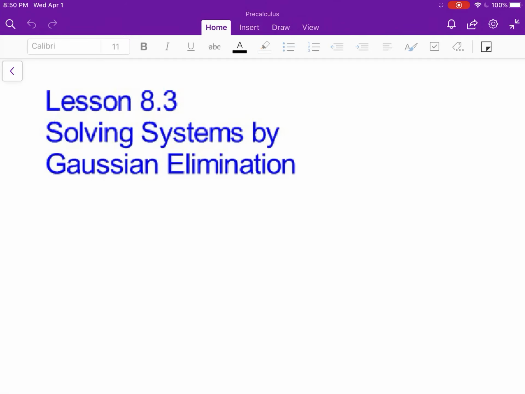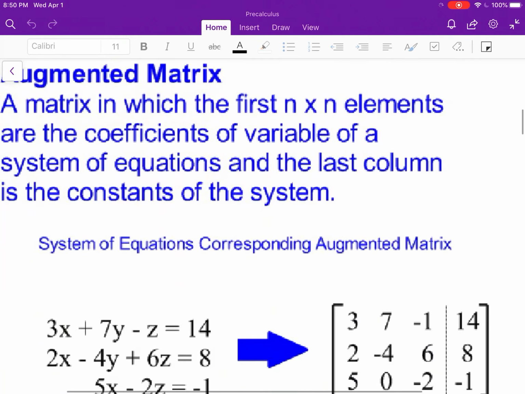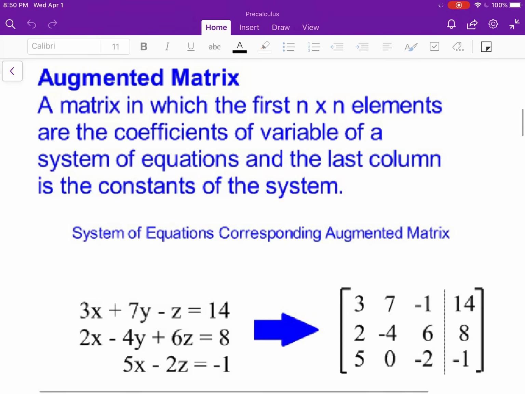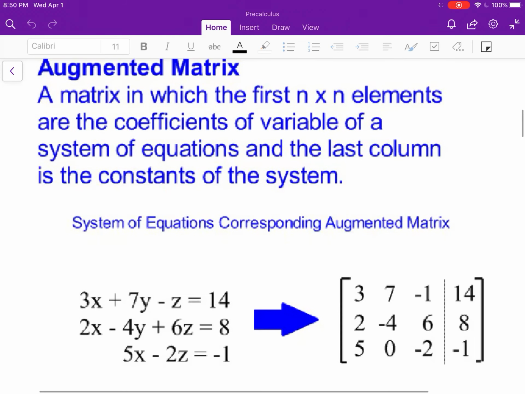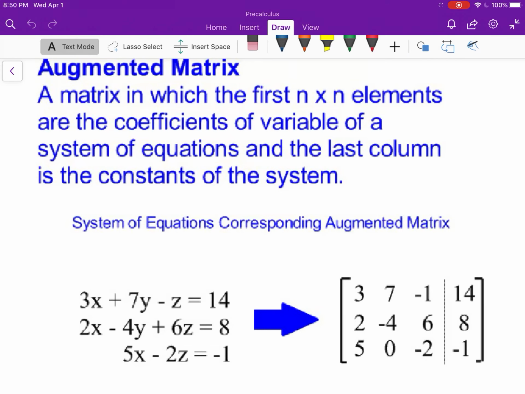So let's take a look at some ideas before we get to actually solving. The first thing is we'll look at what's called an augmented matrix. That's going to be related to a system of equations, as you can see below. So an augmented matrix is a matrix in which the first n by n elements, so the first square, so this is 3 by 3, the first n by n elements are the coefficients of the variables of the system, and the last column is going to be the constants of the system.